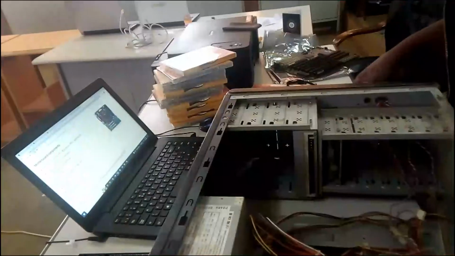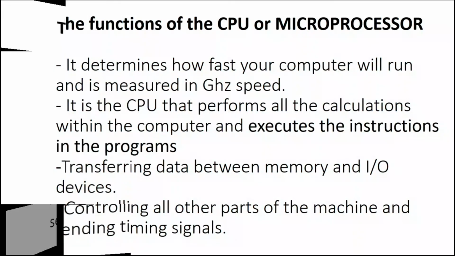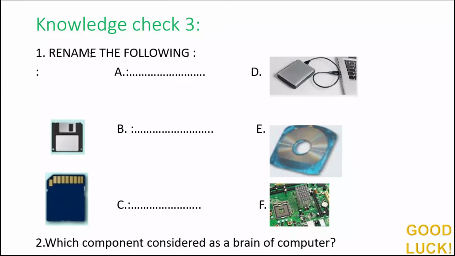Now we have knowledge check 3. You are going to check if you understand the lesson well. First question, name the following: A, B, C, D, E, F. And the second question, which component is considered the brain of the computer?